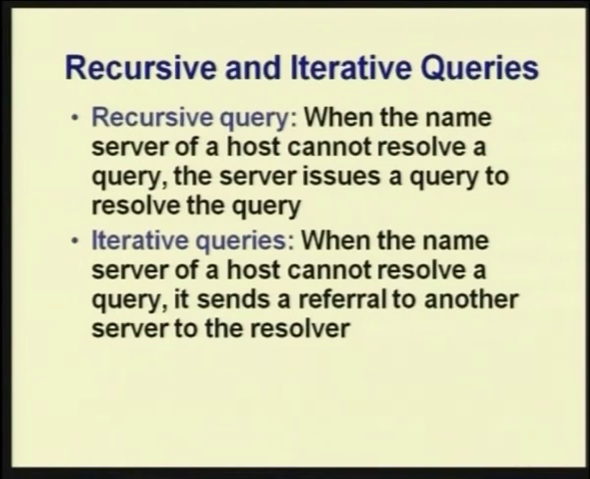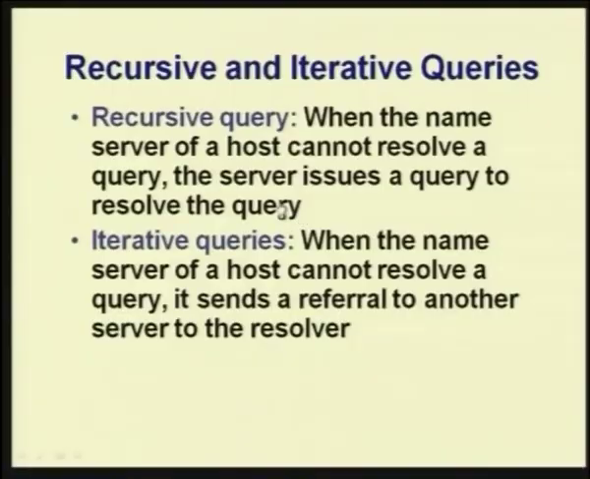In an iterative query, when the name server of a host cannot resolve the query, it sends a referral to another server to the resolver. In a recursive query, the host sends the query to the server and says, you get me the address of this particular query. I do not want to be concerned with anything more than that.